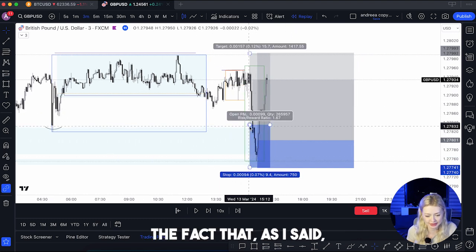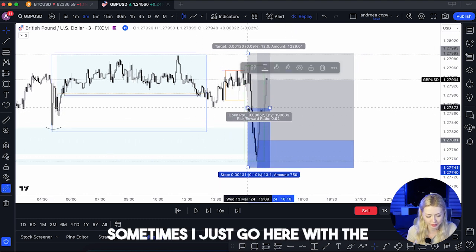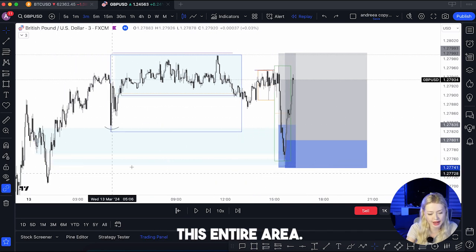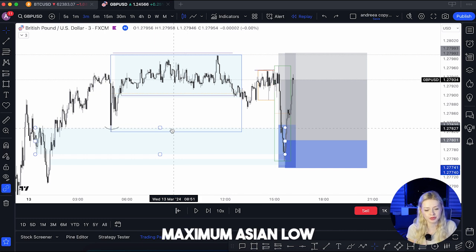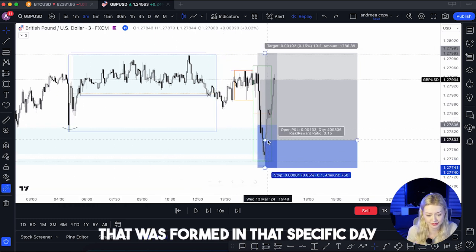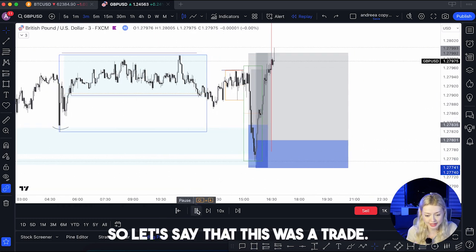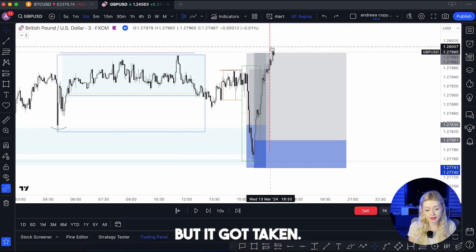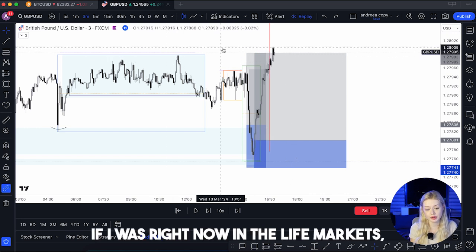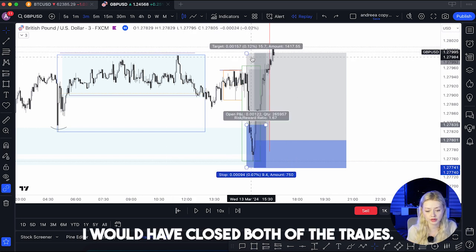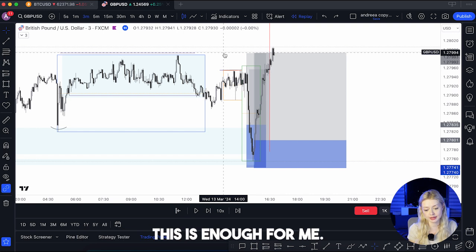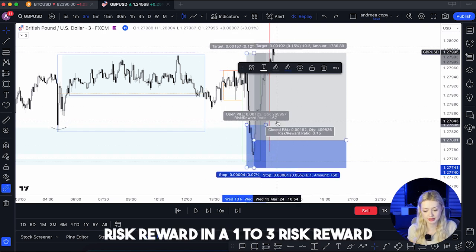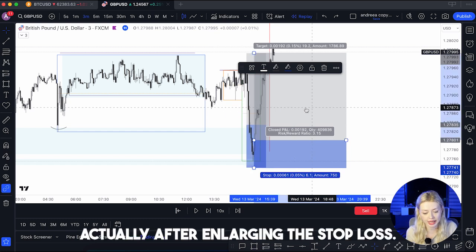But keep in mind the fact that, as I said, sometimes I just go here with my entry, and I do not cover this entire area. I go and cover maximum the Asian low that was formed in that specific day. So let's say that this was the trade. I adapted it a little bit, the stop loss, but it got taken. And here, if I was right now in the live markets, I would have closed both of the trades. Like, this is enough for me. I got a 1 to 6 risk reward and a 1 to 3 risk reward actually after enlarging the stop loss.